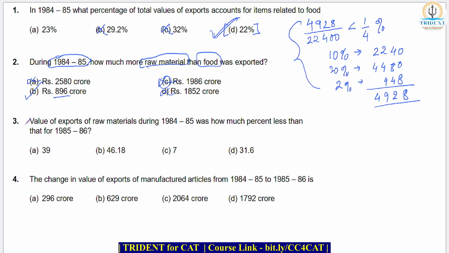Now let's look into question number 3, which says value of exports of raw material. This is the keyword 84-85. How much more percent less than the value in 85-86? Now what is it that we are supposed to look at? We are supposed to look at raw materials during 84-85. How much percent less than 85-86? All right, so let's go back.